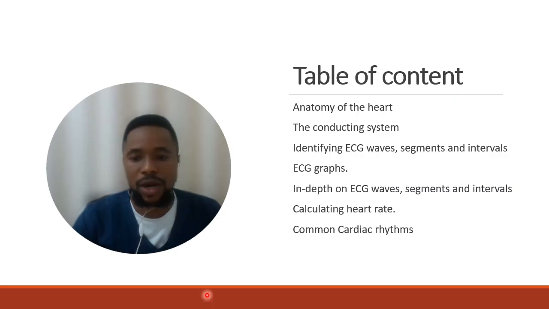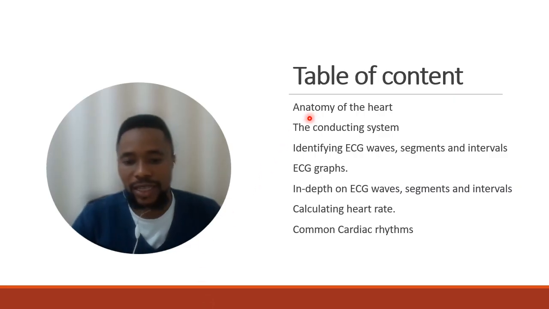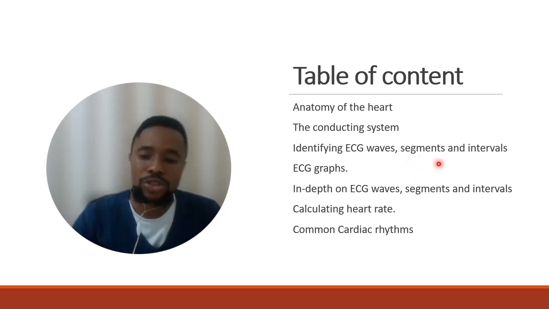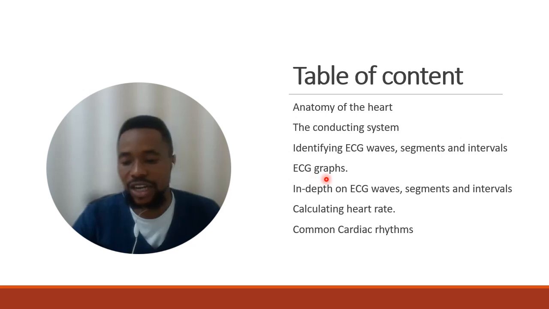So we'll be discussing the anatomy of the heart and the conducting system. We'll try to identify ECG waveforms: the P wave, the QRS complex, the T wave. We'll talk about the segments as well: the TP segment, PR segment, ST segment. Then we'll talk about the intervals: the QRS interval, the QT interval, PR interval, and the likes. Then we'll talk about the ECG graphs as well, the amplitude and the duration.